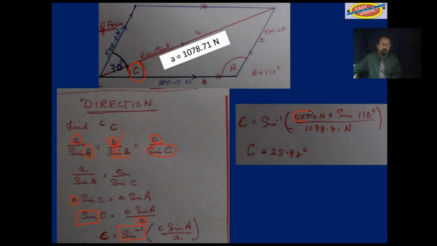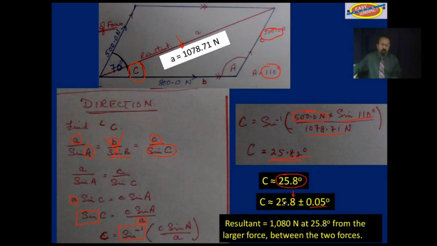Let's put in the numbers and see what we get. This is side C, sine of 110 degrees, over A that we calculated, but we would not use the rounded up value. We will use this value. If you were to put all of that in your calculator, you will get this. So C is approximately 25.8 degrees. And so our answer is 1080 newtons at 25.8 degrees from the larger force between the two original forces.